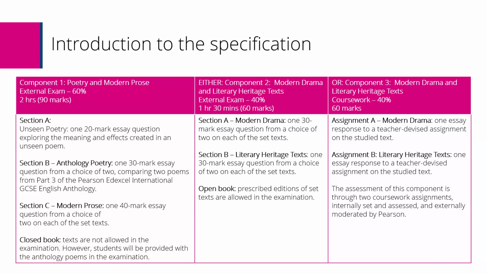So the mandatory exam is on poetry and modern prose. I always think of this paper myself as the 20, 30, 40 paper, because that's how the marks are awarded. Section A is unseen poetry, and it's a 20 mark question. There is no choice there. The poem appears, and students have to explore the meaning of the poem and the effects created in this poem.